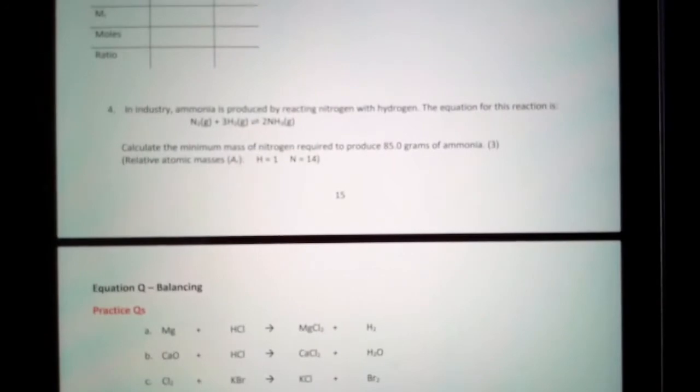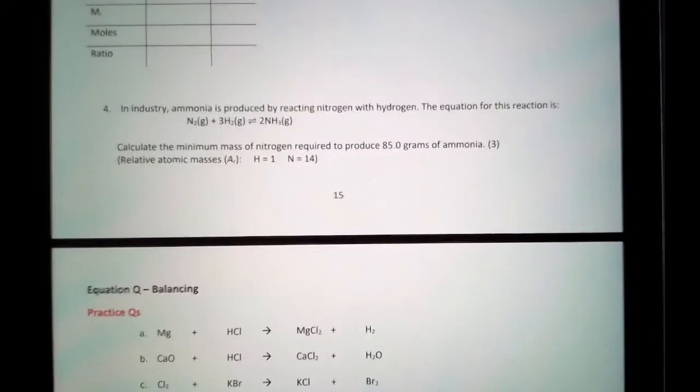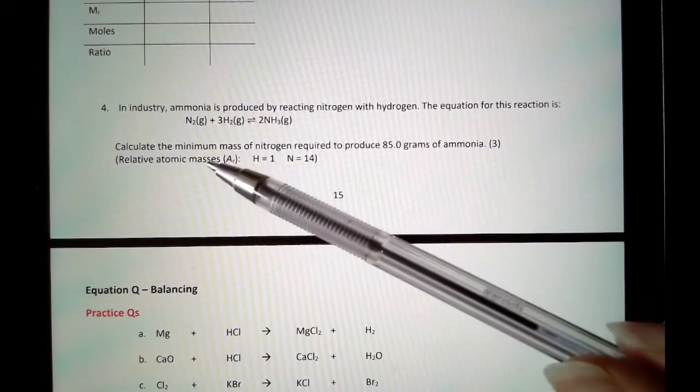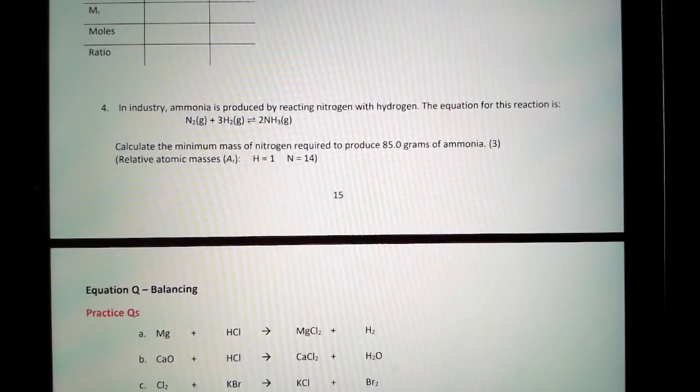There's one more question, and this one I took straight from an exam paper. I just want to draw your attention to the wording of it. It says, in industry, ammonia is produced by reacting nitrogen with hydrogen. It gives you the equation, and it says, calculate the minimum mass of nitrogen required to produce 85 grams of ammonia. So they often use this word minimum, or they can use the word maximum when they're talking about mass.